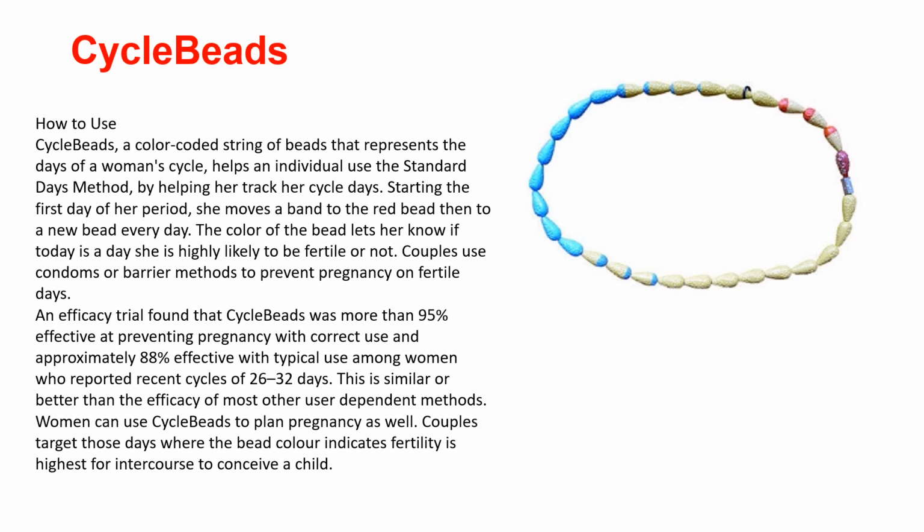An efficacy trial found that cycle beads was more than 95% effective at preventing pregnancy with correct use and approximately 88% effective with typical use among women who reported recent cycles of 26 to 32 days. This is similar or better than the efficacy of most other user-dependent methods. Women can use cycle beads to plan pregnancy as well. Couples target those days where the bead color indicates fertility is highest for intercourse to conceive a child.